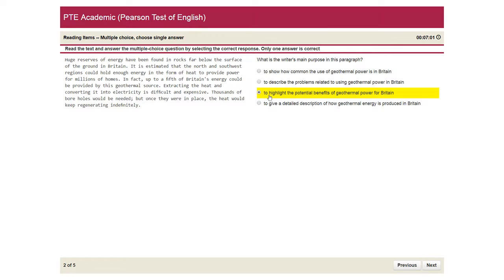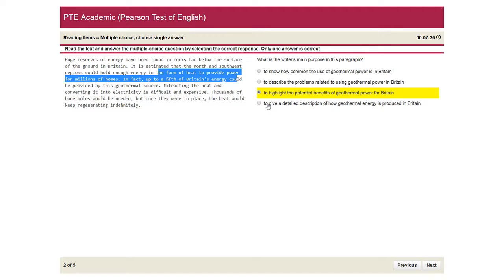And here, the third option, to describe the potential benefits of geothermal power for Britain. Is this the one? Two sentences are talking about the benefits. One is power for millions of homes, one benefit, and the second benefit is a fifth of Britain's energy. The two sentences are talking about the benefits of geothermal power for Britain. So this can be the right purpose.